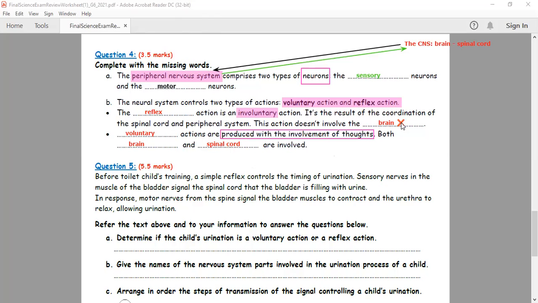Blinking also, you blink without thinking of it. So in this case, the brain is not involved. It's a reflex action controlled by the spinal cord and the nerves only. While in voluntary actions, for example listening, eating, talking, both the brain and the spinal cord are involved.